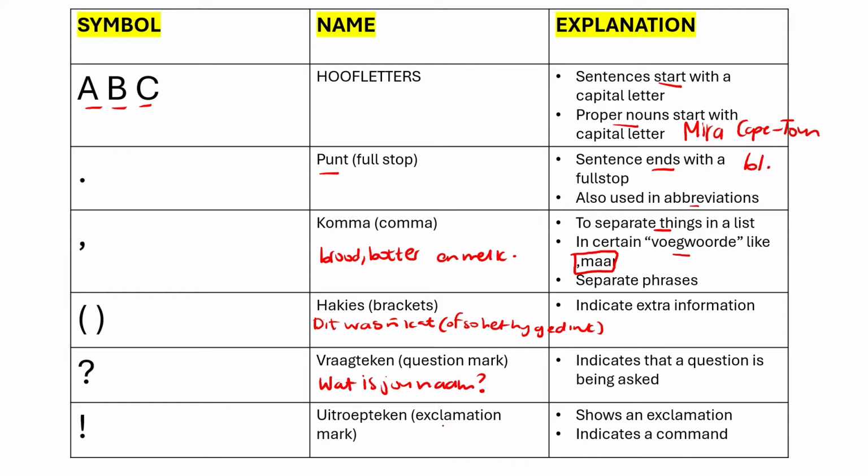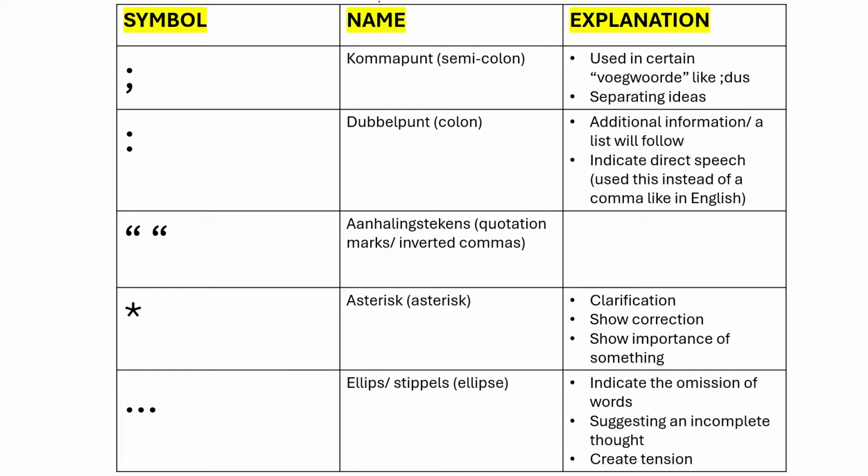Uitroepteken, exclamation mark, shows exclamation and also can indicate a command, a beveel. So for example, Eina, you are exclaiming. Eina, you're getting hurt. Or it could be a command like, for example, moenie. So don't do that, moenie.